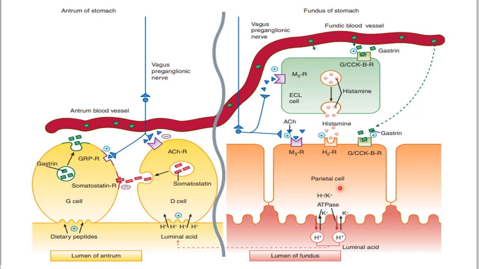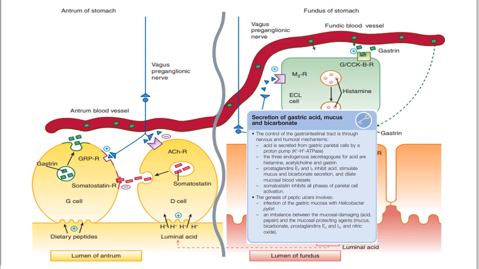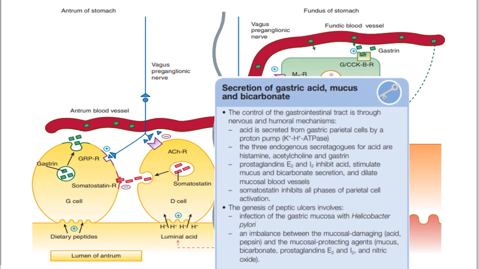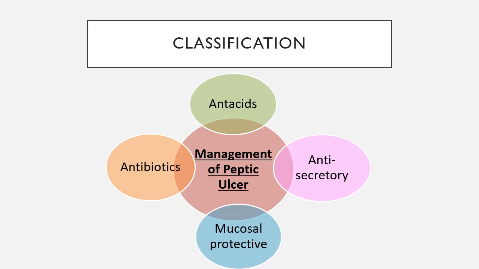So these were the aggressive factors. We can give the antimuscarinic drugs, the H2 blockers, and proton pump inhibitors. Clear? So these were the points which we discussed in detail. So according to its pathogenesis, these drug groups have been discovered and they are being used. Antacids, you are done with it.